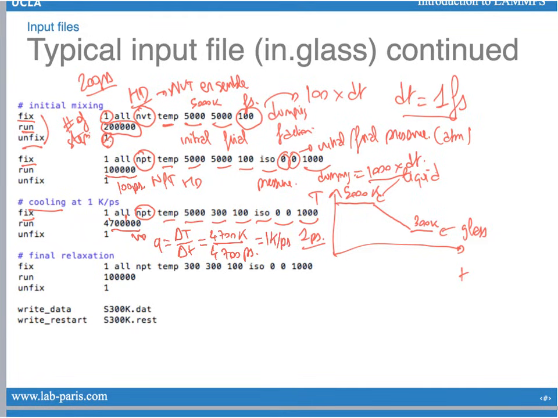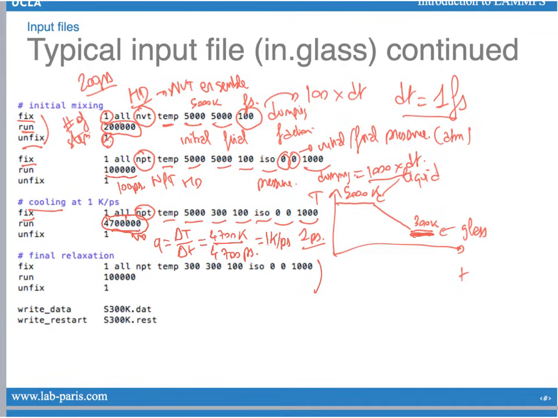So here, depending on the number of steps that you want to be performed for this fix, this will define the cooling rate. This will define how fast your glass is going to be cooled, going to be quenched to 300 Kelvin. Then the final step is to do the final relaxation here.